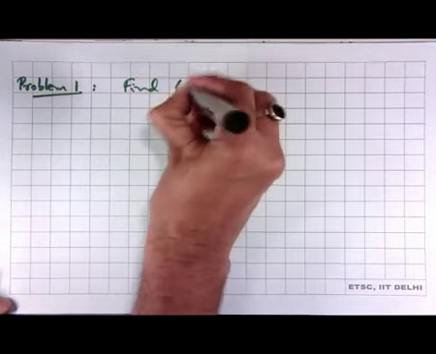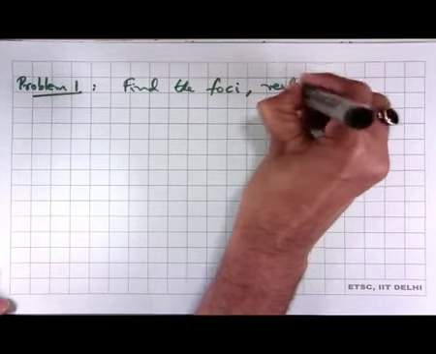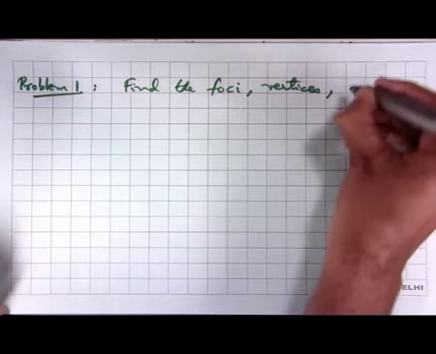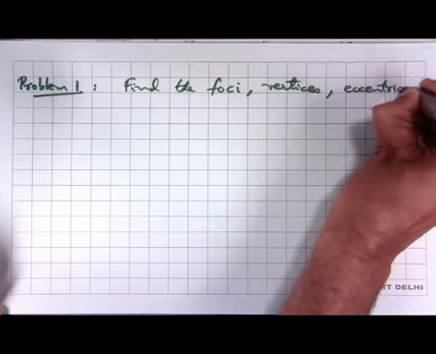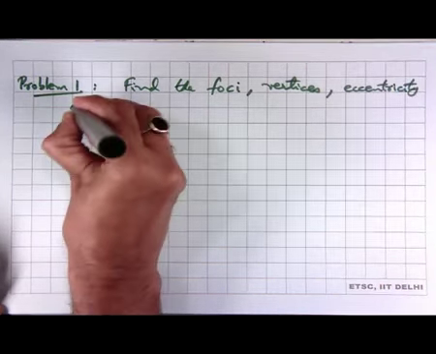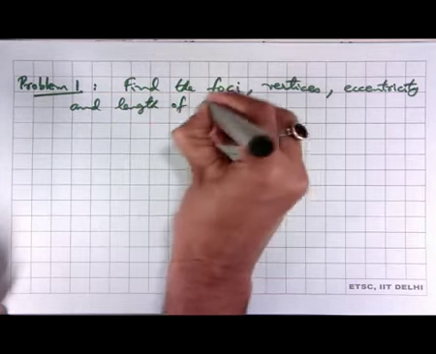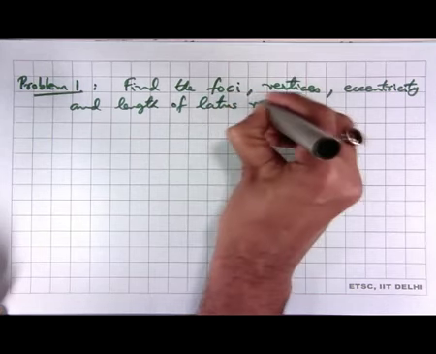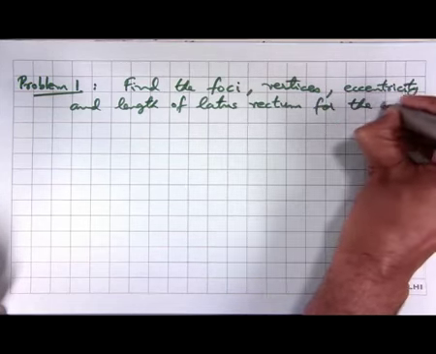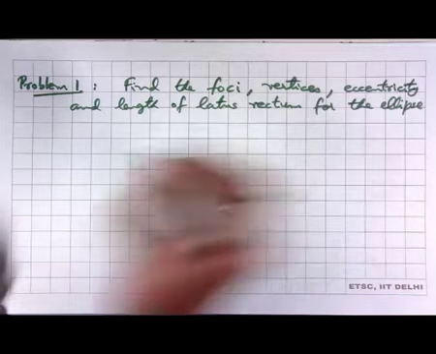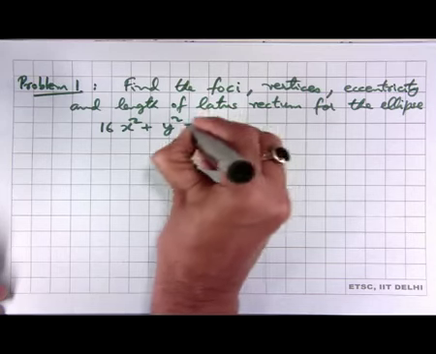Find the foci, vertices, eccentricity, and length of latus rectum for the ellipse 16x² + y² = 16.